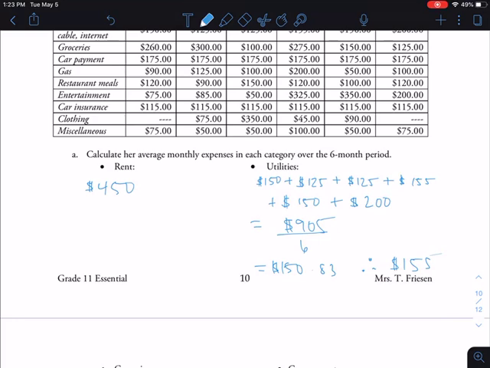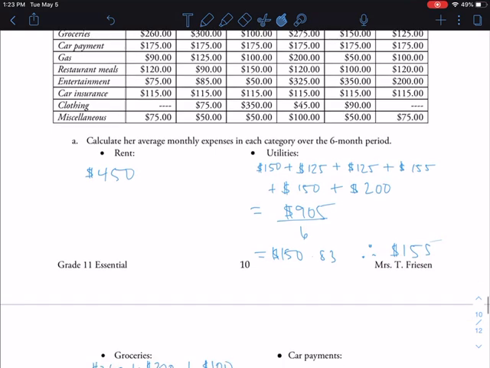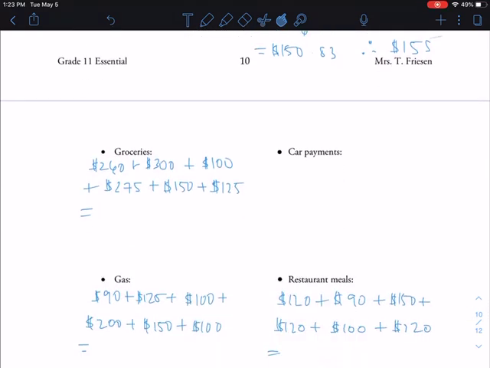And so if it ended up being 157 one month and then 153 another month, you'd be fine because it would even out. Okay, so that's why we do that. All right, so I'm going to do the same thing for the rest of these.